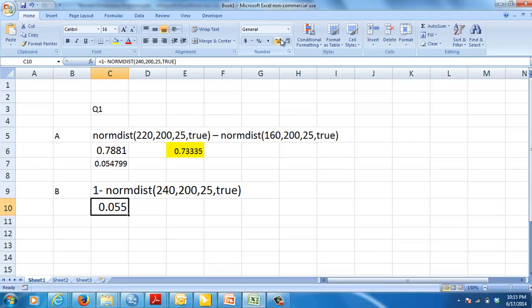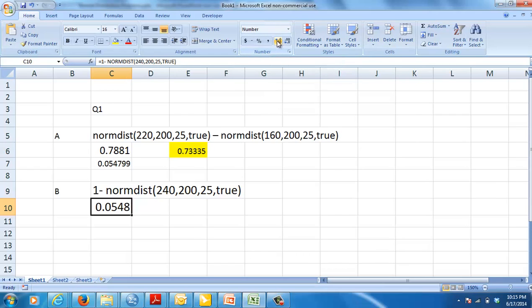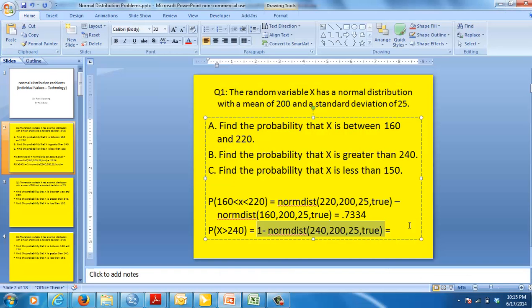Okay. So the answer is 0.0548. So that means that when you go back to the PowerPoint, I have 0.0548. So there's a 5.5% chance that the probability is greater than 240. And the last one is very similar, less than 150.